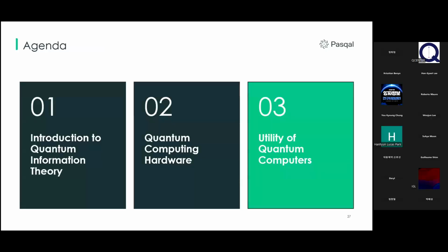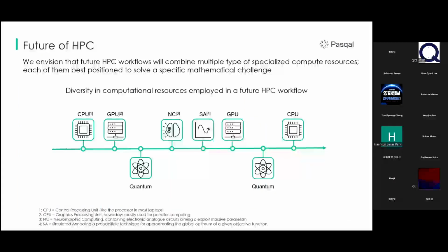So now let us move on to the third part of the discussion, which will start introducing some key notions about the utility, so the usefulness of quantum computers, and how you can actually evaluate the impact, the interest in using these computational devices. The first thing that needs to be mentioned here is the notion of HPC, so high performance computing.